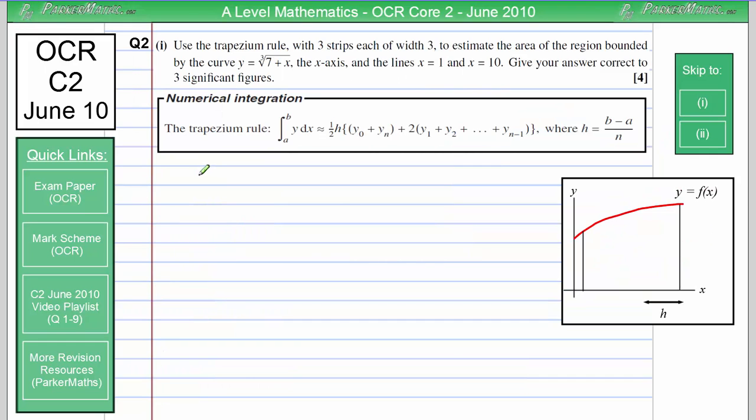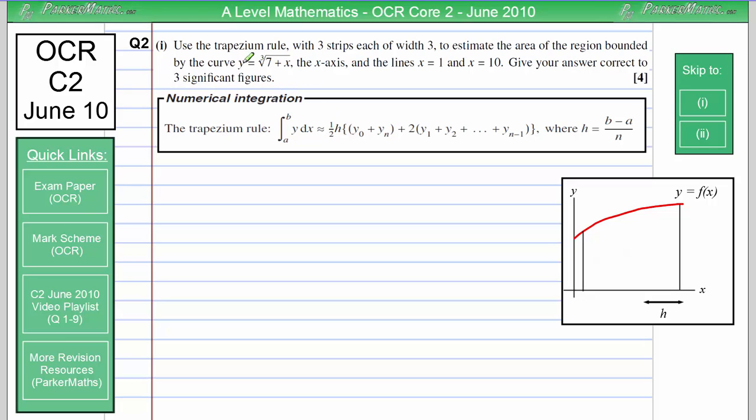Question 2. Use the trapezium rule with 3 strips, each of width 3, to estimate the area of the region bounded by the curve y equals the cube root of 7 plus x, the x-axis, and the lines x equals 1 and x equals 10. Give your answer correct to 3 significant figures.